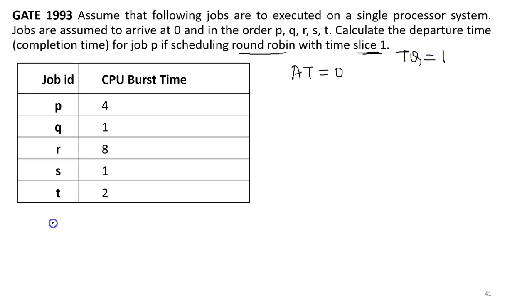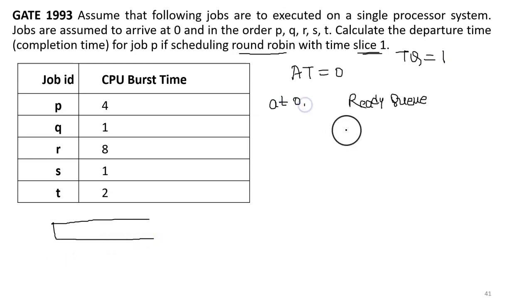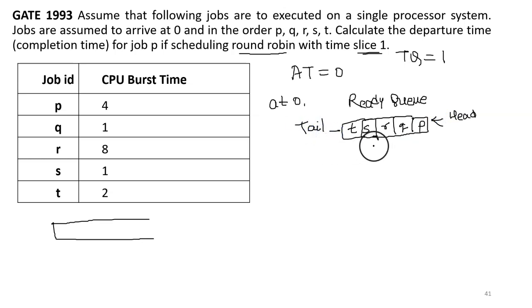So let's sketch the Gantt chart, means at 0 the ready queue will be like this. We give preference to job IDs P, Q, R, S and T. So this is our ready queue at time 0. This is the head of the ready queue and this one is the tail of the ready queue. Here all jobs arrived at time 0 and we are giving priority with the help of job IDs, that is from P, Q, R, S, T.